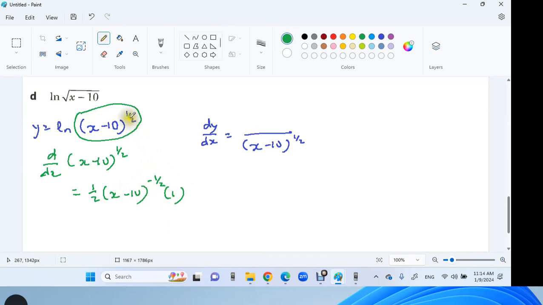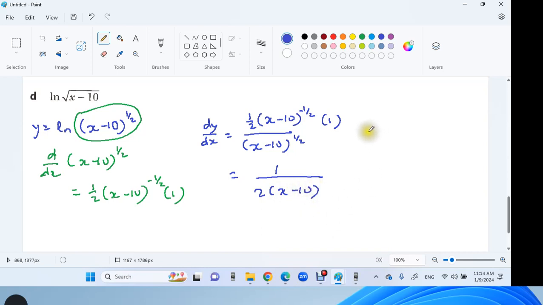Okay, so the power we move in front and then minus 1 becomes negative 1 over 2. And then we differentiate inside, then it is 1. So this is 1 over 2 times x minus 10 to the power negative half, times 1. Then it will become 1 over 2 times x minus 10.